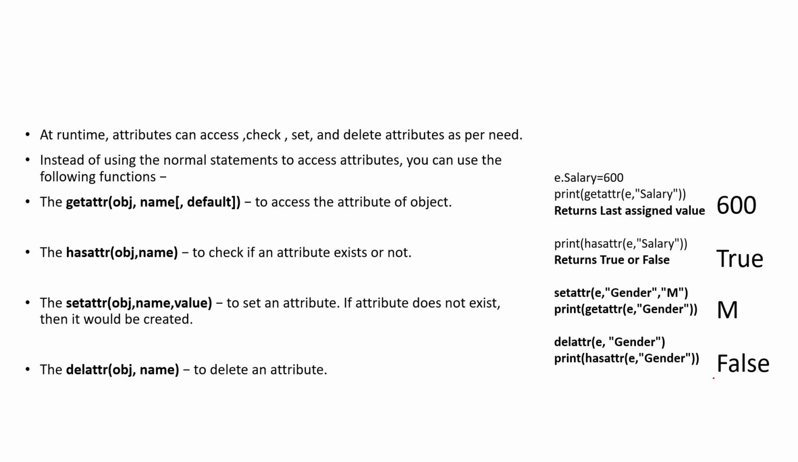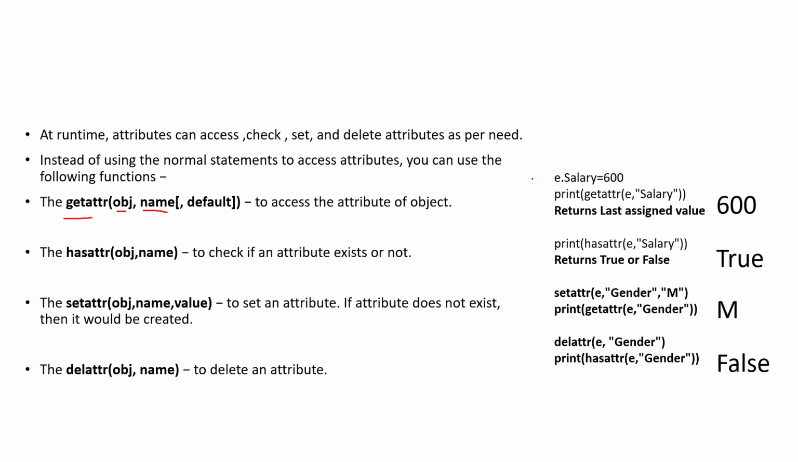Now in this slide we'll be seeing, for a particular object, how to retrieve an attribute, check whether an attribute is there or not, add a new attribute, and remove an attribute. So there are four functions. One function is getattr. It requires a minimum of two mandatory parameters. One is the object, the other is the name of the attribute. This is a string.